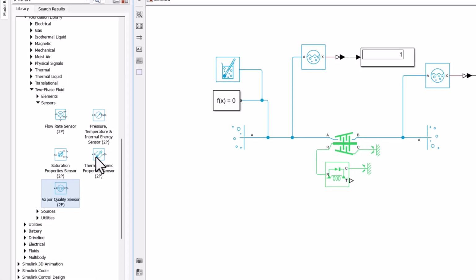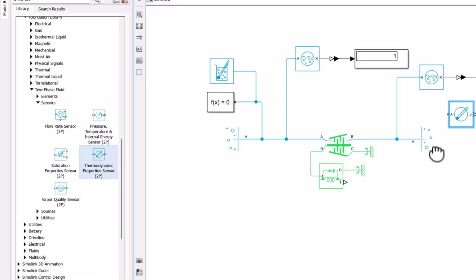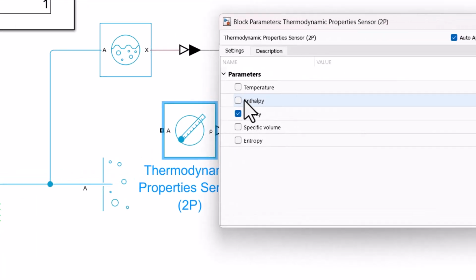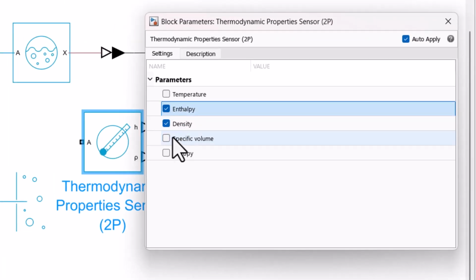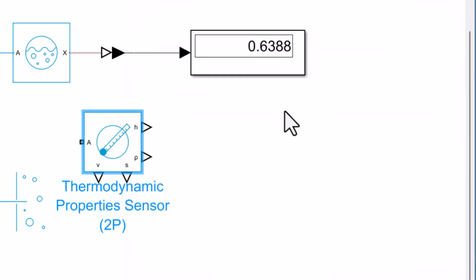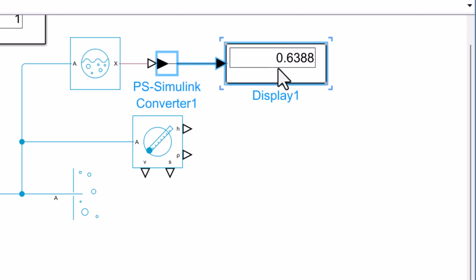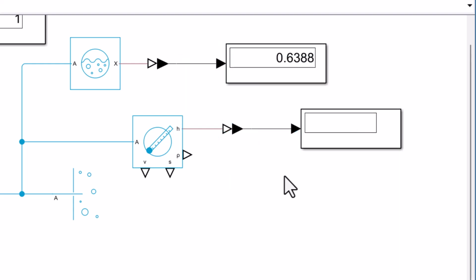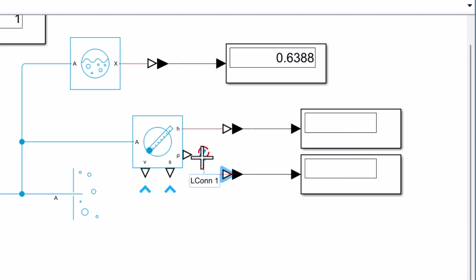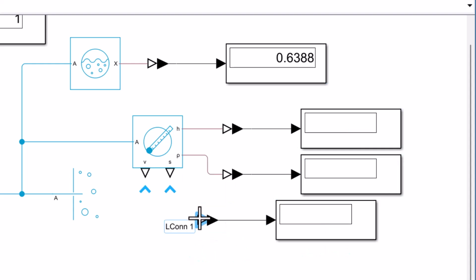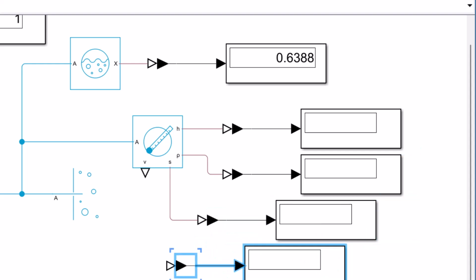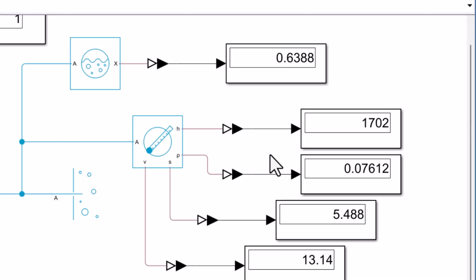And there are so many other sensors to look for. Here, if I double click on it, I can see that there are enthalpy, density, specific volume, and entropy of the system ready to be displayed. So I connect the turbine outlet to this kind of sensor, and I ask for all of these 4 parameters. I run the model, and here is the enthalpy, here is the density, the next one is entropy, and the next one is the specific volume.